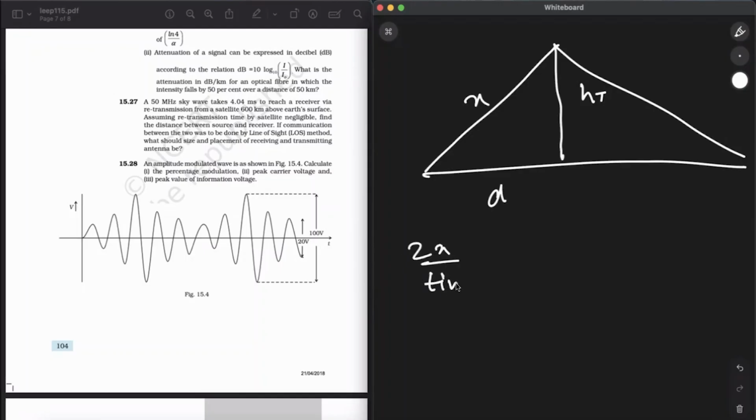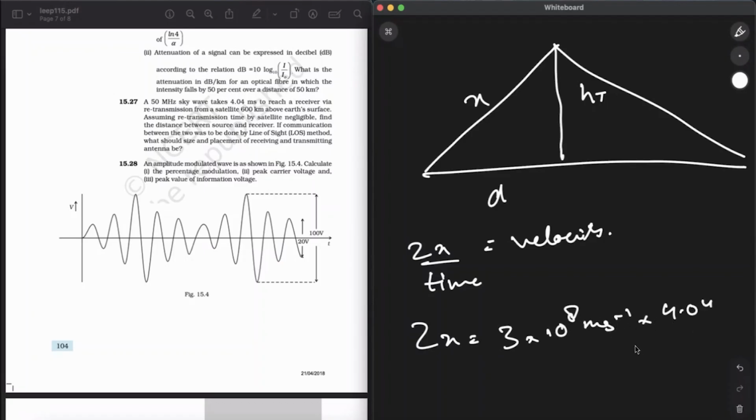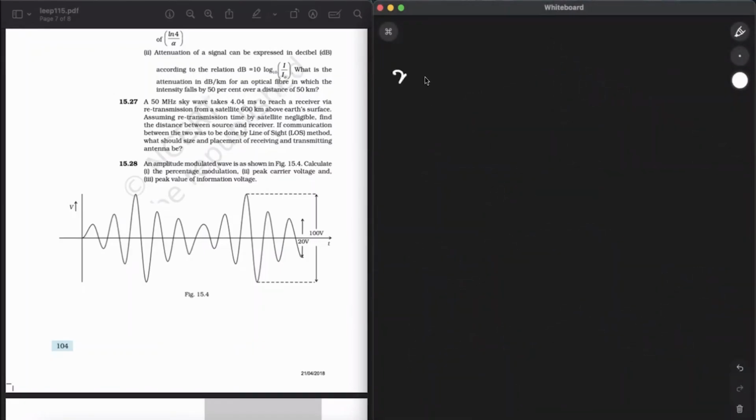2x upon time, the distance to and fro, is equal to velocity. We know the velocity already: 3 into 10 to the power of 8 meters per second into 4.04 into 10 to the power of -3 seconds. Alright. So from here, if I want to calculate x, 2.02, okay, so we will get 6.06. So the value of x will be 6.06 into 10 to the power of 5 meters. Alright. Now that is equal to 606 kilometers.